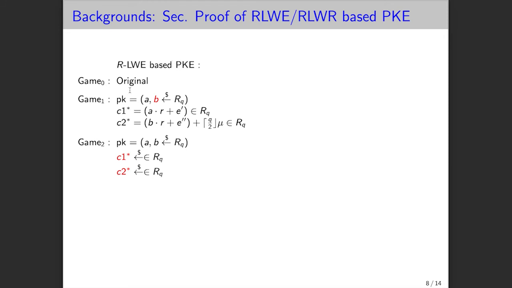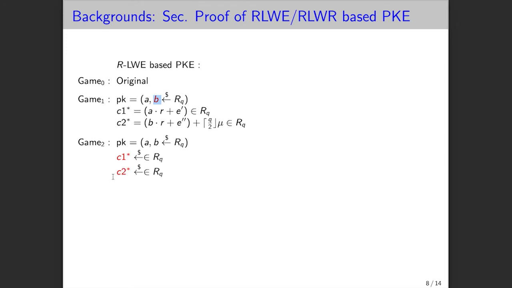For RLWR-based PKEs, the security proof is very simple. We use hybrid games. Game 0 is the original game, and game 1 is simple, different from game 0. We just replace B, which is uniformly sampled from R_Q instead of being sampled as an RLWR sample as in the original game. The ciphertext is indifferent. And in game 2, we replace the challenge ciphertext with a random element from R_Q. So C2 is now independent of the message mu.